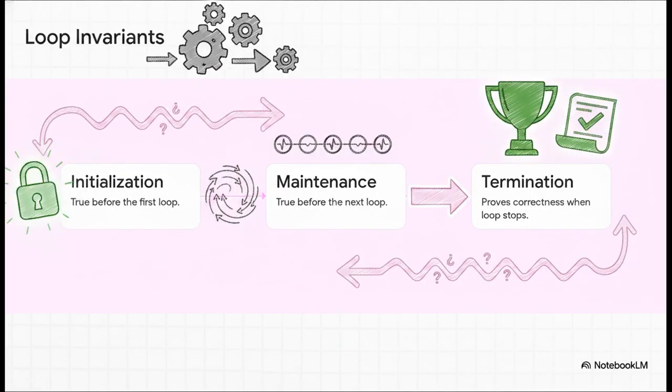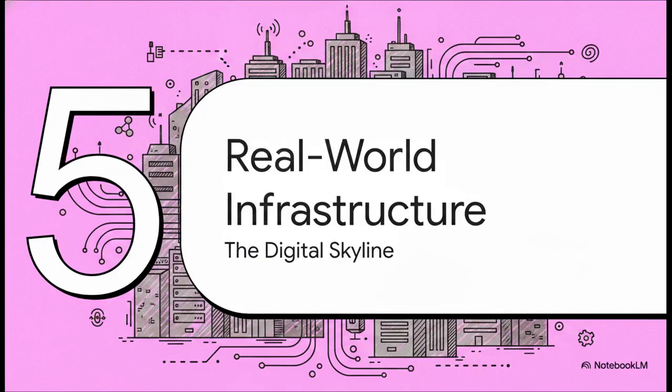But hey, how do we actually know these work before pushing them to production? We use a loop invariant. It's a condition that stays true before, during, and after every single loop iteration. We use a 3-step process, initialization, maintenance, and termination, to mathematically guarantee that the algorithm is correct from start to finish. Finally, Section 5, real-world algorithmic infrastructure.